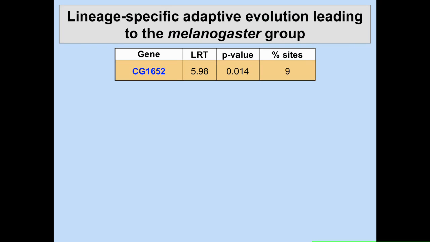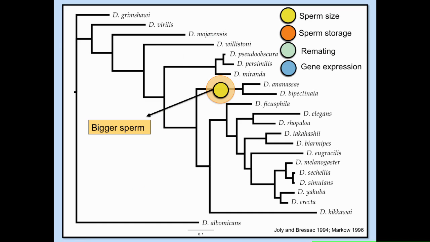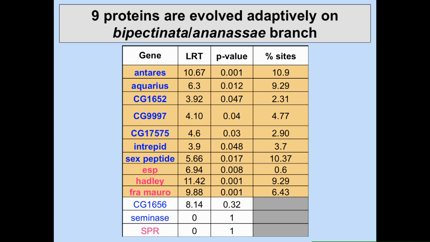A significant comparison between the alternative and null models here indicates that there is a class of sites evolving adaptively on this particular lineage. And as you can see, CG1652 is significant for this, as well as CG9997, ESP, Hadley, and Fra-Moro. We next tested along this branch based upon the bigger sperm that are seen in these species. Here, as you can see, 9 of the 12 proteins are significant and evolving adaptively on this branch.